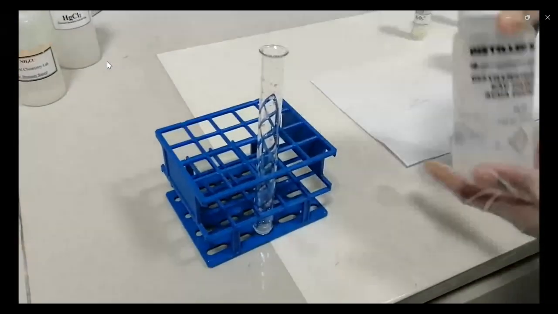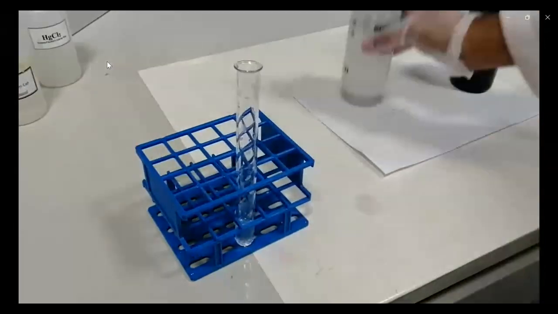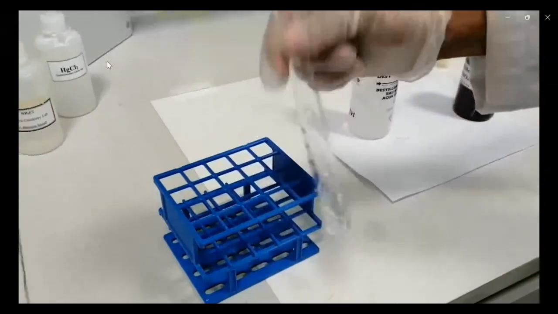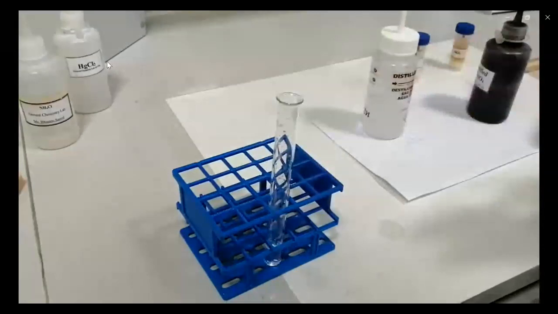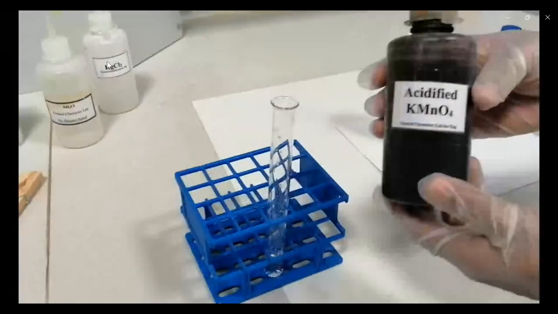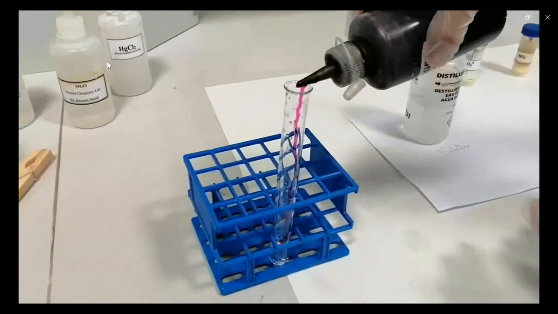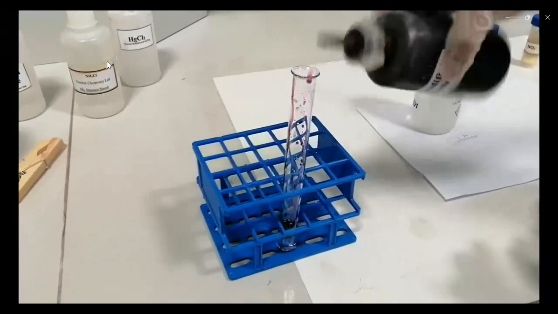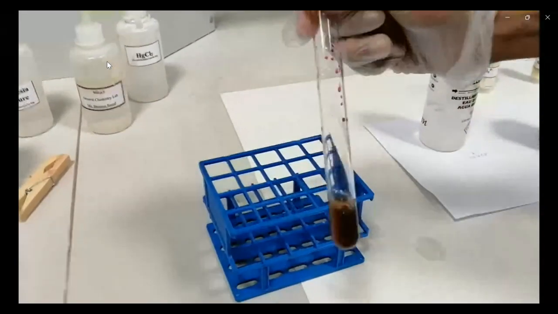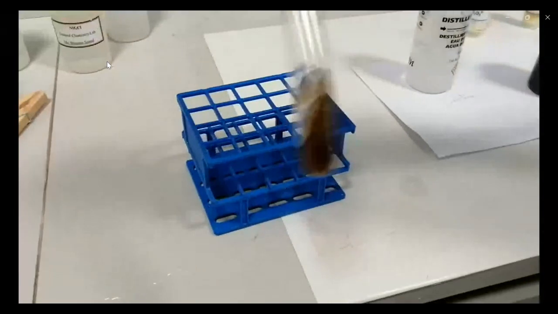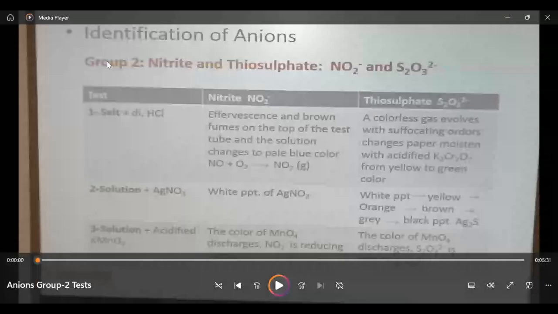In a dry and clean test tube, add a few crystals plus water, and then mix them very well, and then add the acidified potassium permanganate. You will see the discharging of permanganate, and the color of the permanganate is changed from purple to brown, and this confirms that the thiosulfate is a reducing agent, and this is a redox reaction. It's an oxidation reduction reaction. Very good.